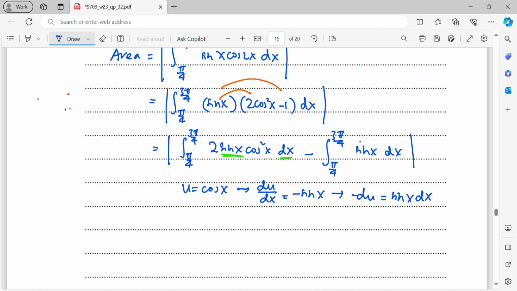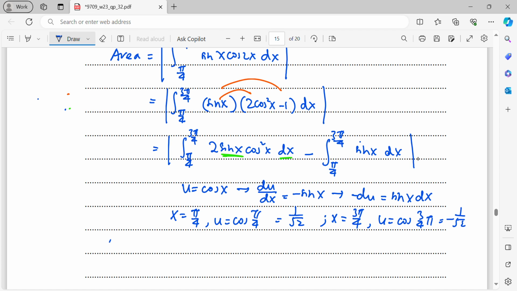Okay, then now don't forget to change the limits. So when x equals pi over 4, the u is cos pi over 4. This is 1 over square root 2. When x equals 3 pi over 4, the u is cos 3 over 4 pi. This is negative 1 over square root 2.